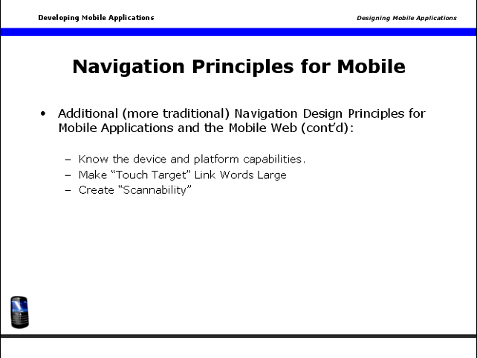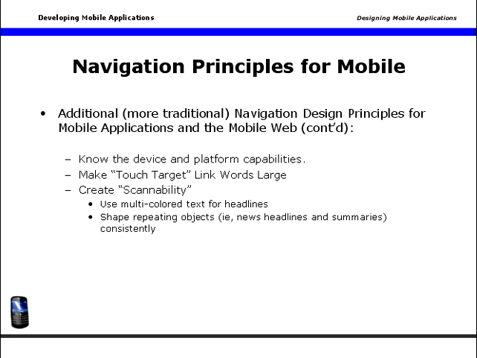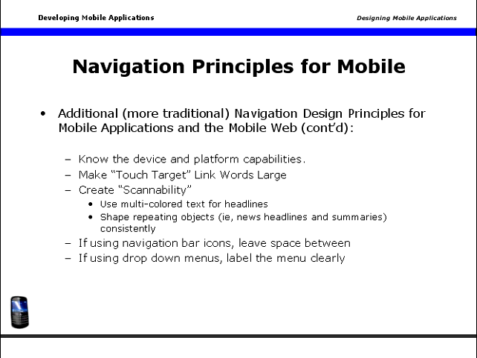Create scannability. Make it possible for the user to quickly scan the application screen. One way to do this is to use multicolored text or contrast colored text for headlines. Another is to shape repeating objects such as news headlines and summaries, blocks of text, consistently. If you're using navigation bar icons, leave space between them on the navigation bar. If you're using drop-down menus, label the menus clearly.